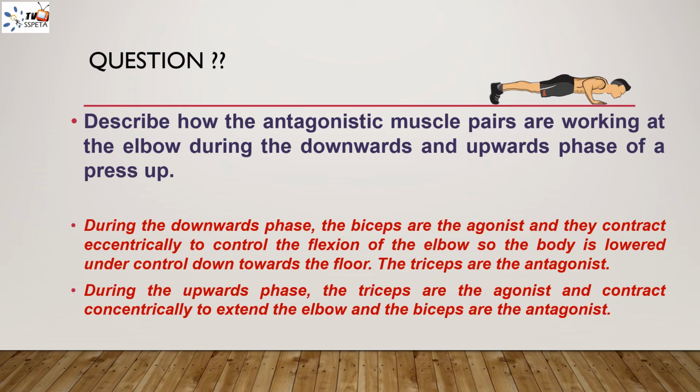During the downwards phase, the biceps are the agonist and they contract eccentrically to control the flexion of the elbow. So the body is lowered under control down towards the floor. The triceps are the antagonist. During the upwards phase, the triceps are now the agonist and contract concentrically to extend the elbow. And now the biceps will become the antagonist.